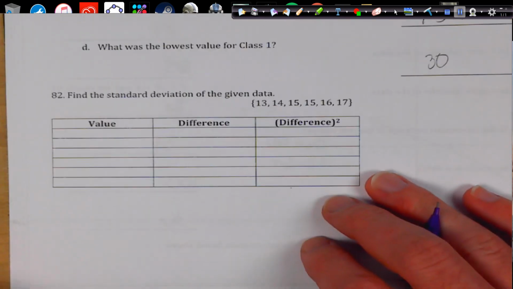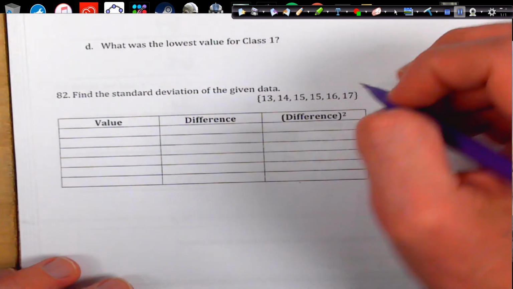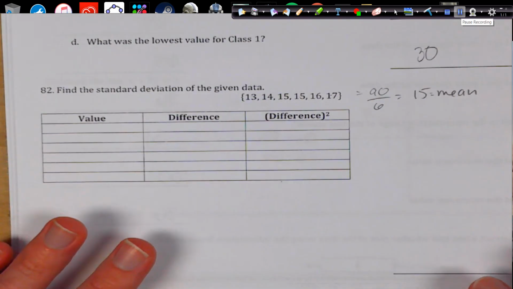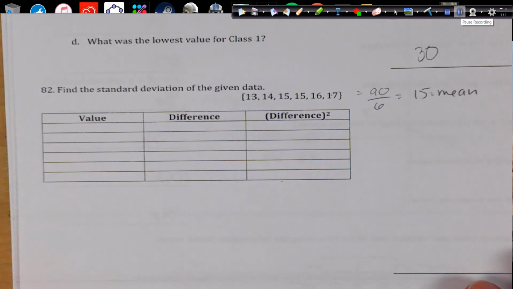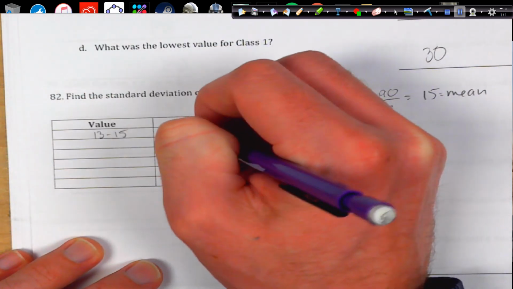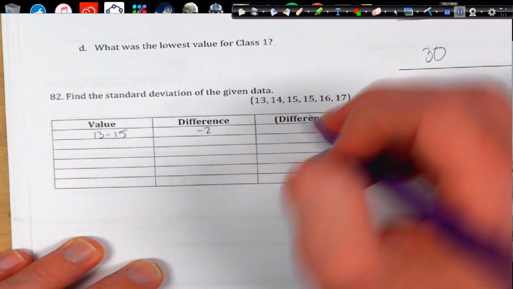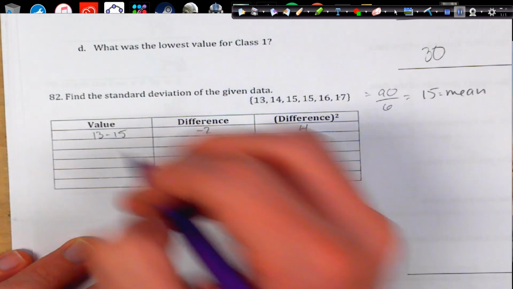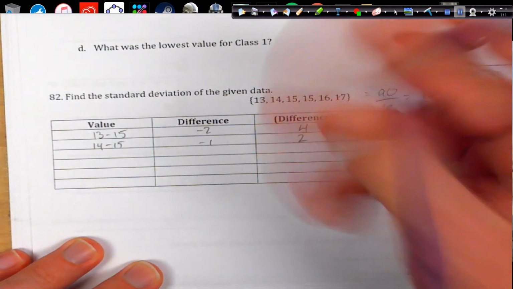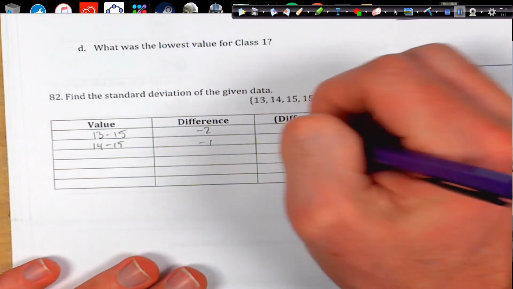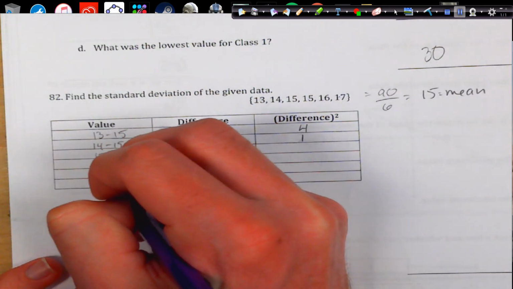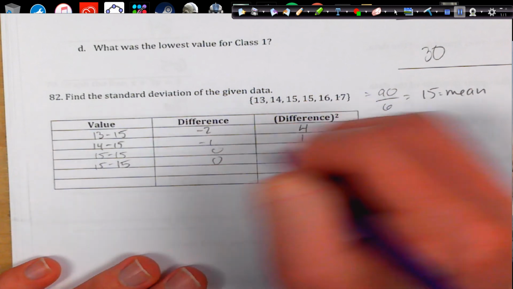Find the standard deviation of the data. So the first thing we have to do is find our mean. One second. Okay, I just calculated the mean real quick. So we're going to go ahead and find the difference between the value and the mean. So 13 minus 15 is going to be negative 2. Negative 2 squared is going to be 4. 14 minus 15 is going to be negative 1. Negative 1 squared is going to be not 4, but 1. 15 and 15, that one's going to result in 0, 0, 0, 0.